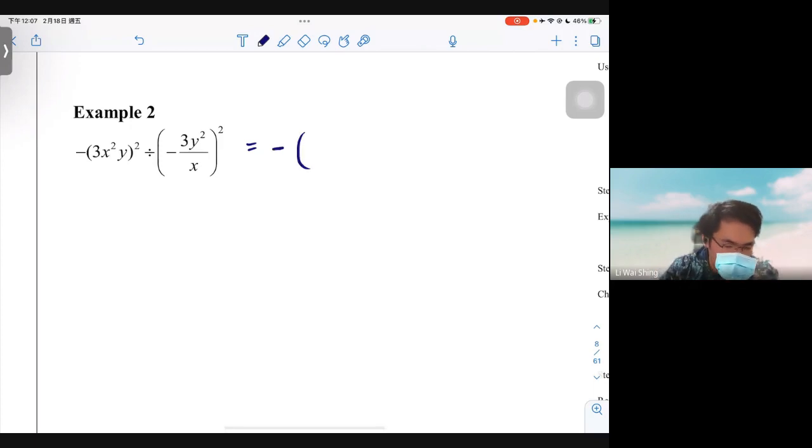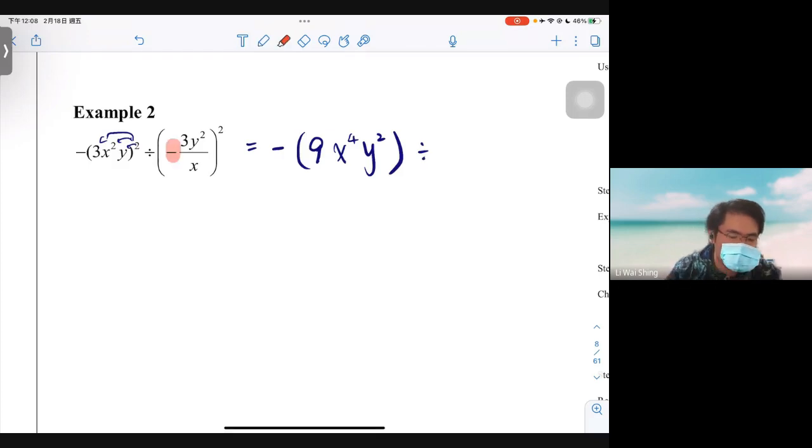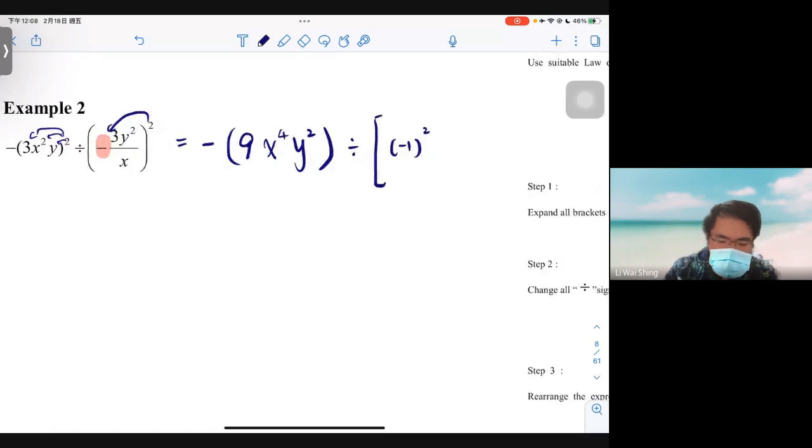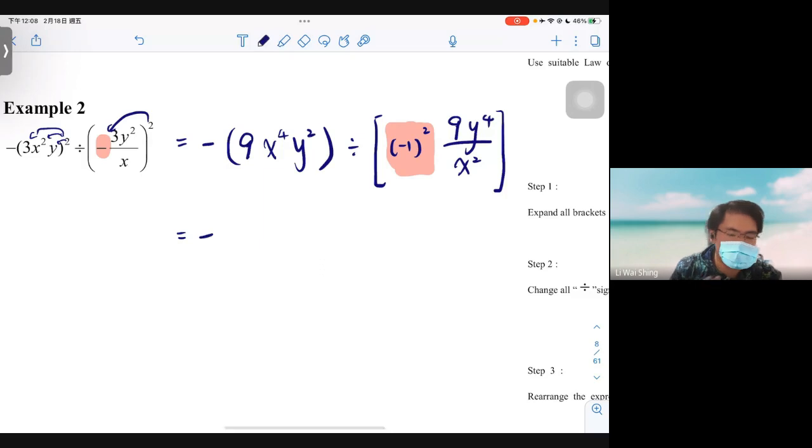It's still okay. So this one, expand the bracket first. 3 squared, x squared squared, y squared, and then y squared. So you will have 9x to the power of 4 y squared, divided by here. Take a look. Okay, there is a minus sign here. That's why when you are splitting it inside, remember you will need to split the -1 squared. And then 3 squared is 9, y to the power of 4, x to the power of 2. Okay, be careful of this element, tiny elements there. The negative sign is very important.